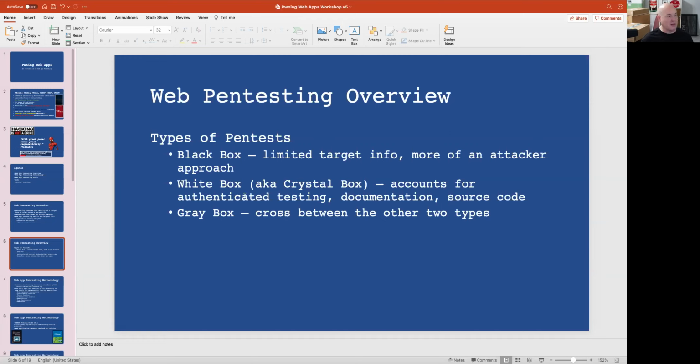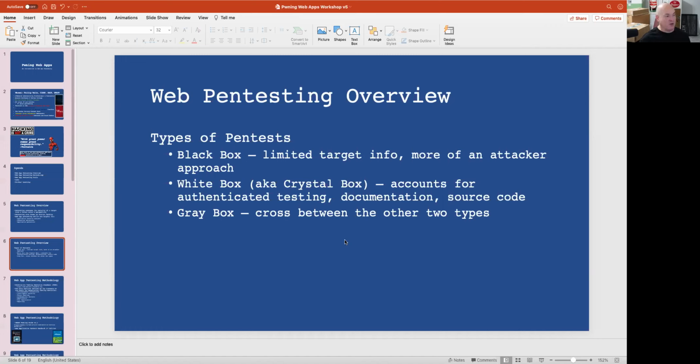So you get to the next level, which is the opposite end of the spectrum. You have your white box, also referred to as crystal box. And this is all about vision. Crystal is a good way to look at it. You're able to see into the system. Think of it as an X-ray. You're seeing the details behind that layer.